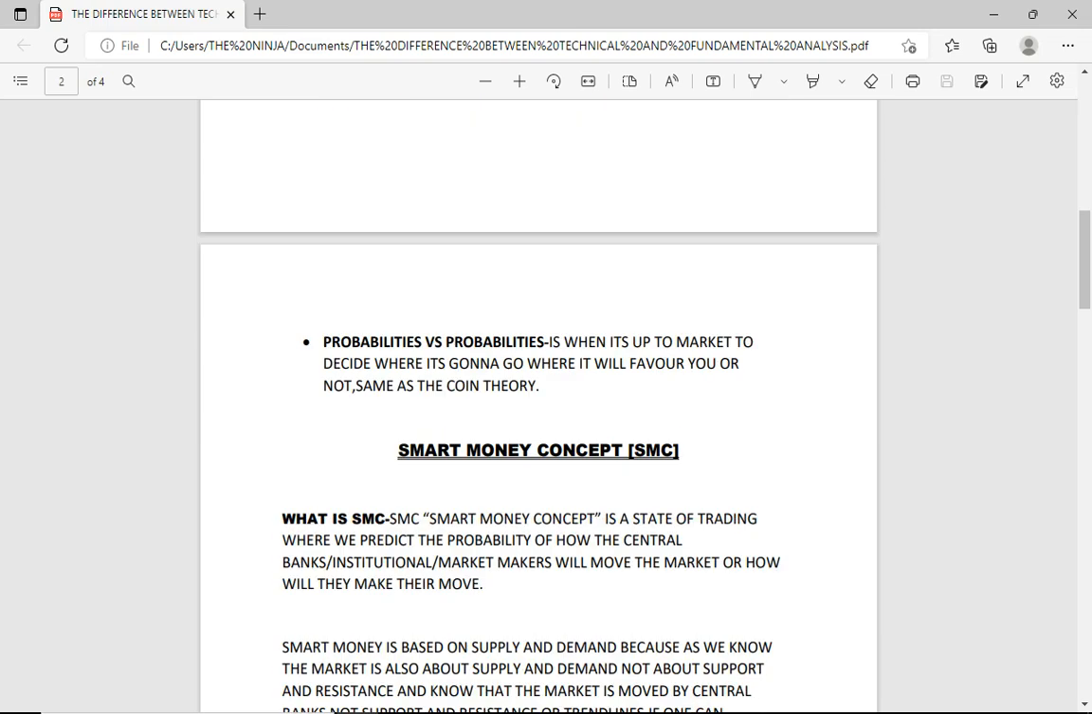So the next bullet, probabilities, is when it's up to the market to decide whether it's going to favor you or not. Same as coin theory. To simplify, what they are saying here is that trading works with probability. It's all about probability. So let's say now you're anticipating a buy. Remember the coin theory. Let's use the coin theory.